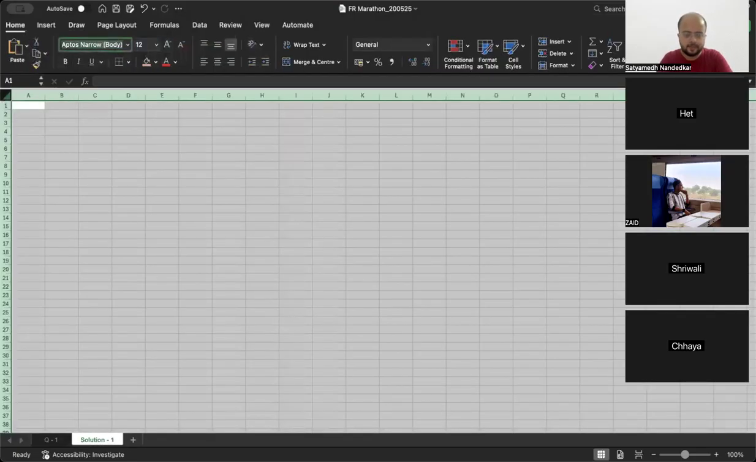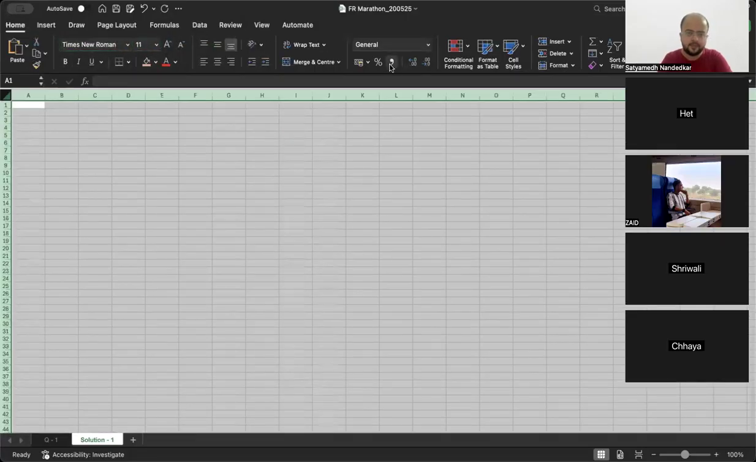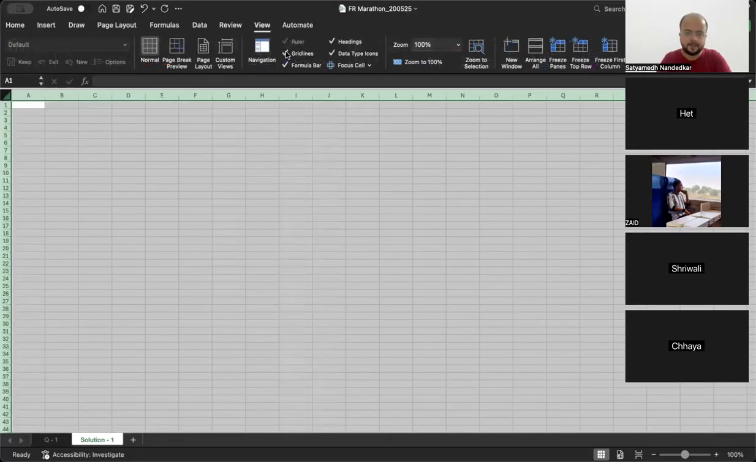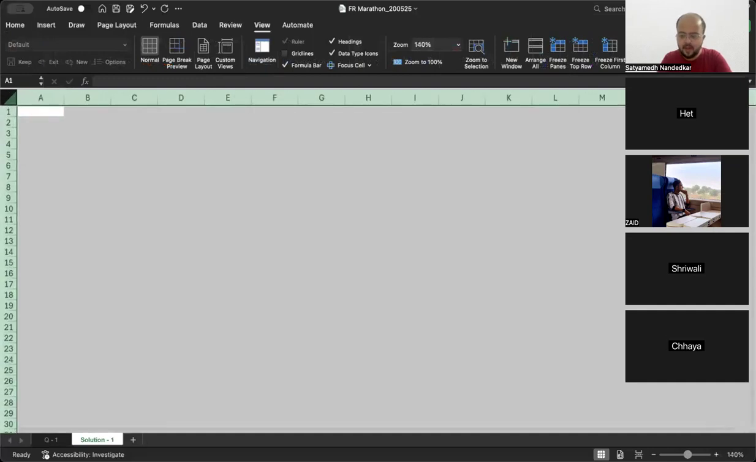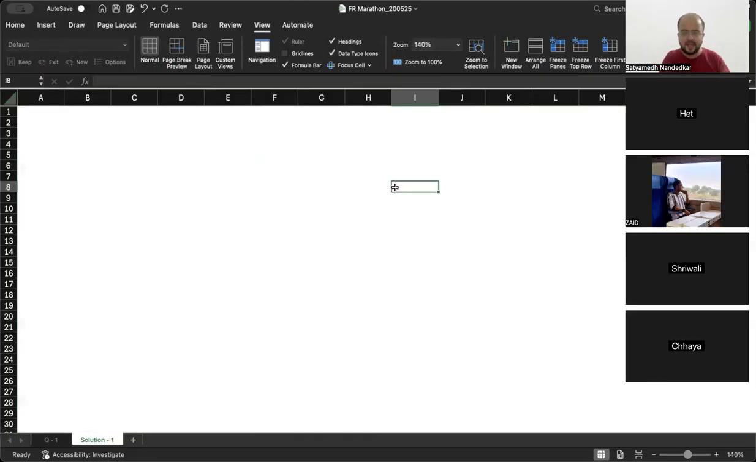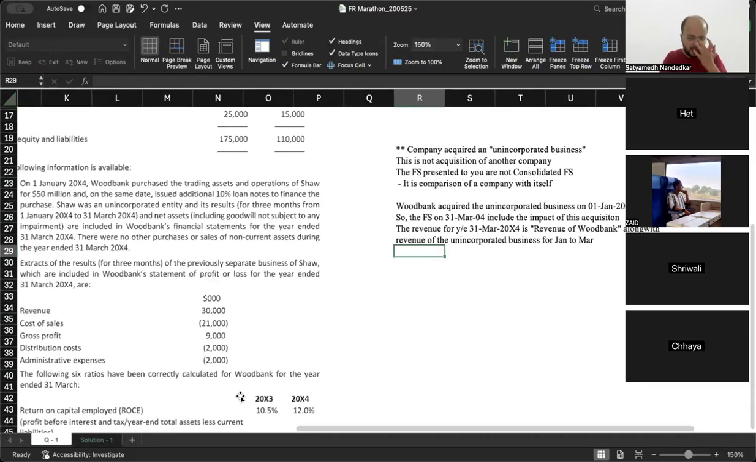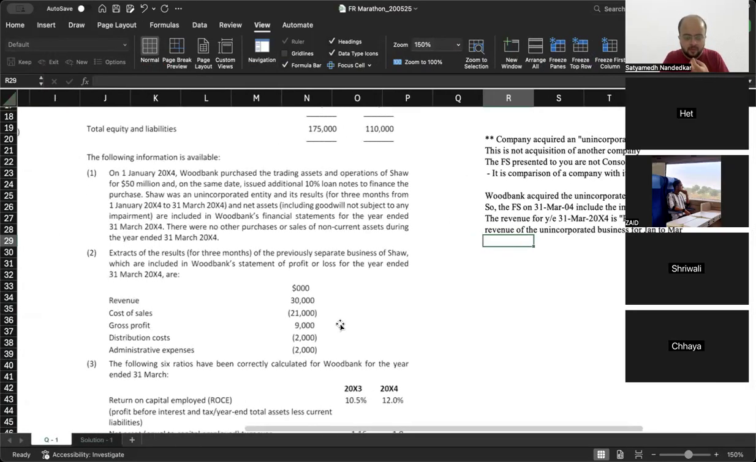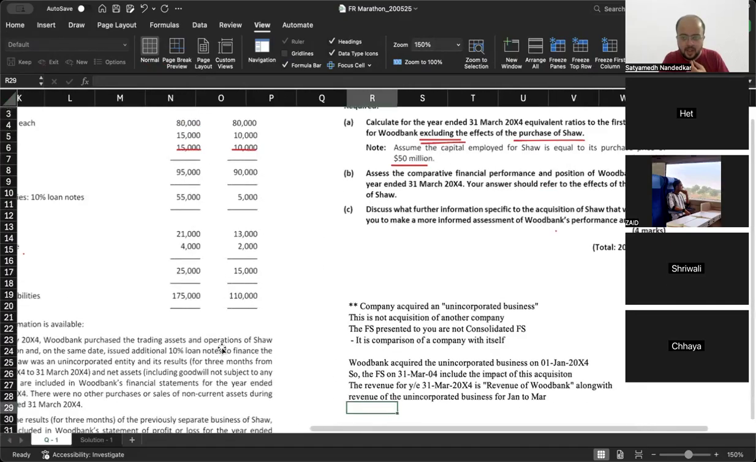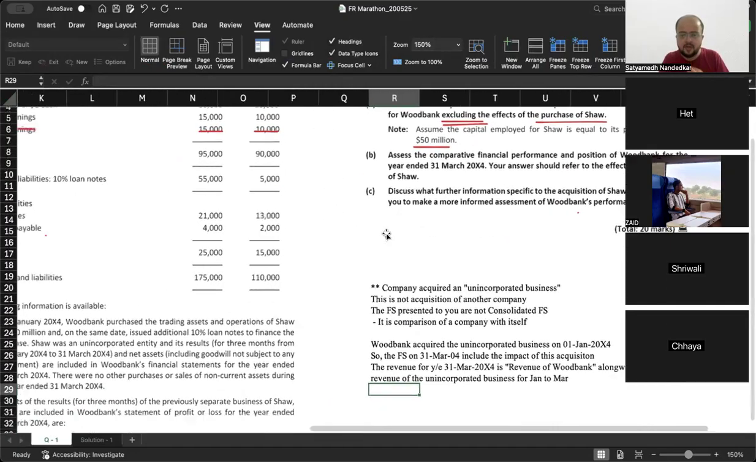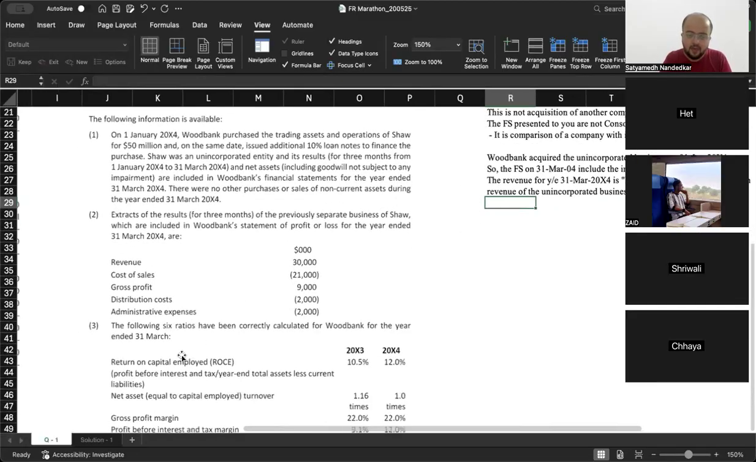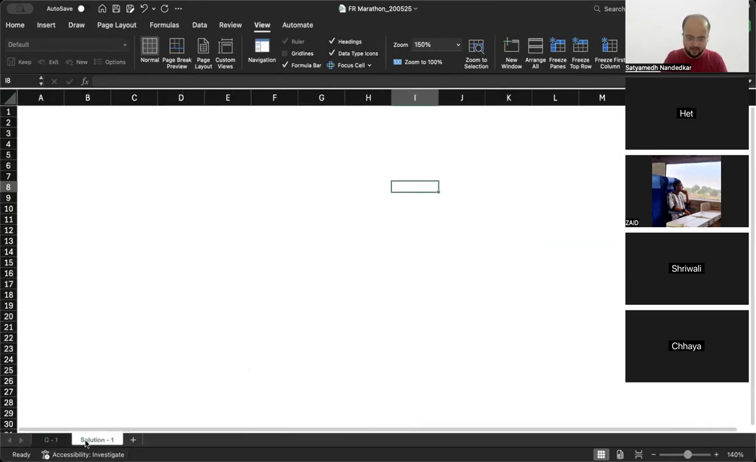Solution 1. For this part you will have to focus on the word processor document in your exam window. Okay, now have a look at this. The first thing they want you to calculate is return on capital employed for the year ended 31st of March 2004. For that, what all will you need? You will need profit before interest and tax and year end total assets less current liabilities.